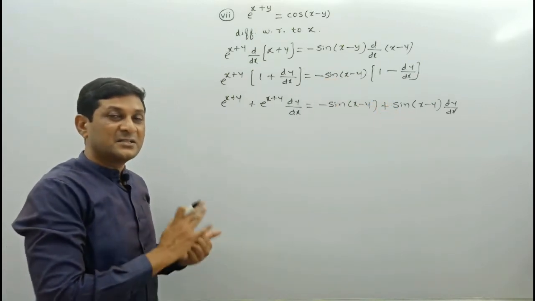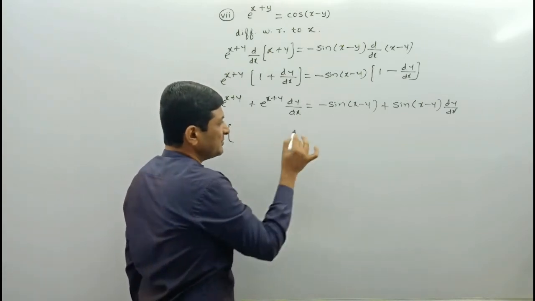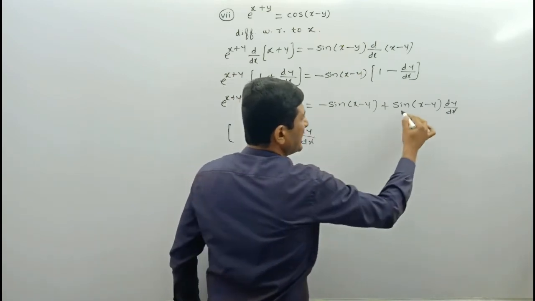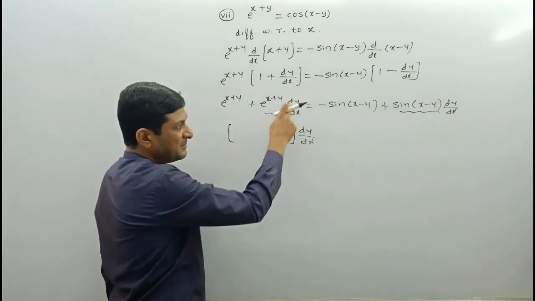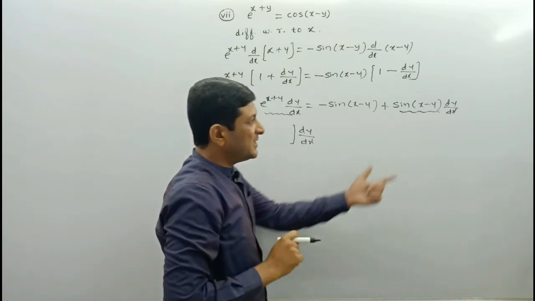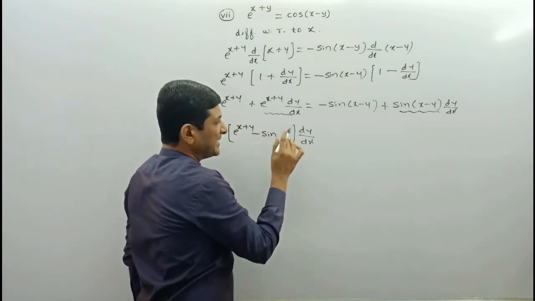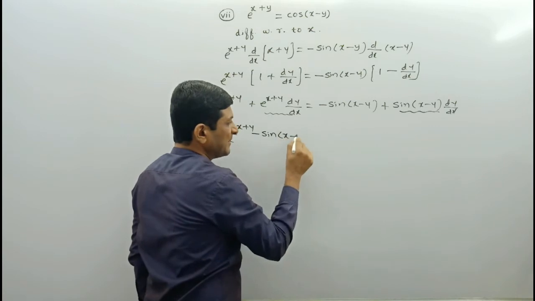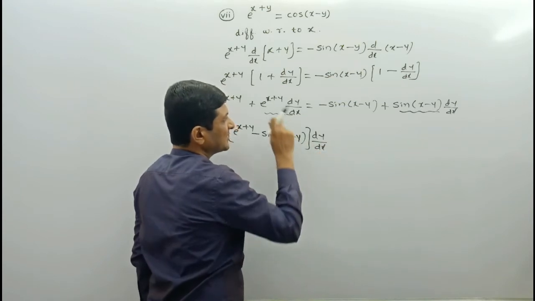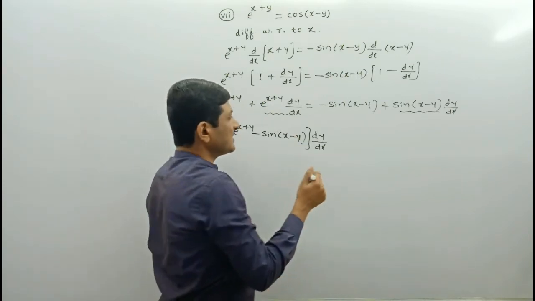Now we are collecting the terms of dy by dx on left hand side and remaining terms on right hand side. So let us collect the terms of dy by dx. Now we can observe that this is one term of dy by dx and this is second term of dy by dx. If I am taking dy by dx common here, its coefficient is e raised to power x plus y, and this plus term on this side will become what? Minus. So minus sin x minus y, because that plus term on this side will become minus, and we have taken dy by dx common from these two terms. Means on one side we have collected the terms of dy by dx, now collect remaining terms on this side.